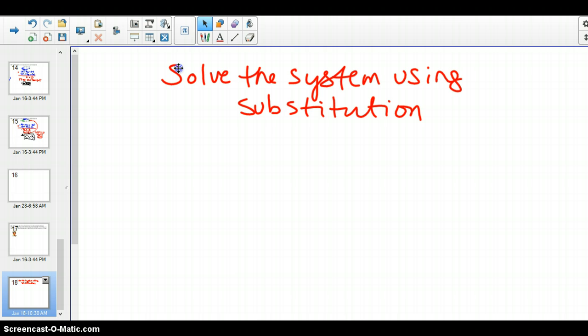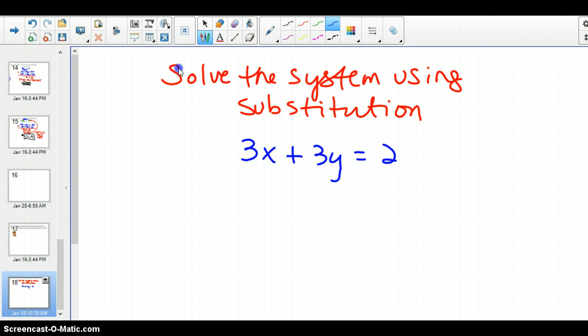Here is your system, and you can just jot this down or you can just watch. 3x plus 3y is 27. Then the other one is x minus 3y equals negative 11. There's your system. Two equations, two unknowns.